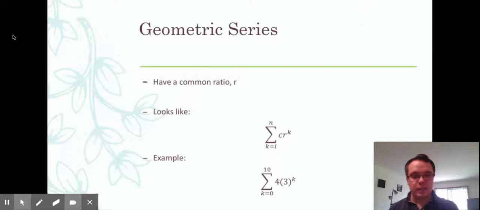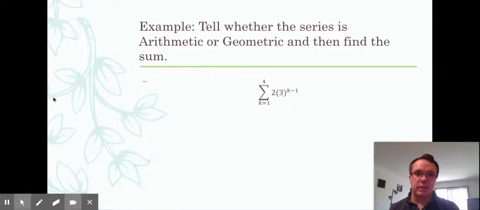So for all our examples, we're going to tell whether the series is arithmetic or geometric, and then we're going to find the sum. So this is the first example, so I'm going to pause so you can write that down, and when you're ready, hit play again.